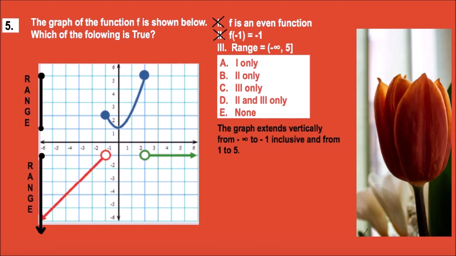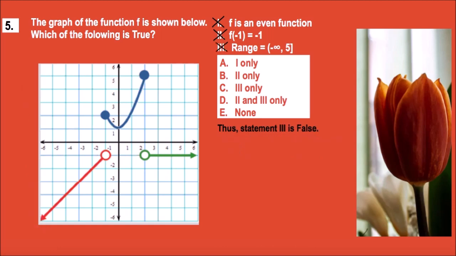Statement 3. Range is equal to -infinity, 5 closed interval. The graph extends vertically from -infinity to -1 inclusive and from 1 to 5. The range is open interval -infinity, -1 closed interval united with closed interval 1, 5. Thus, statement 3 is false. In conclusion, the correct answer is E.